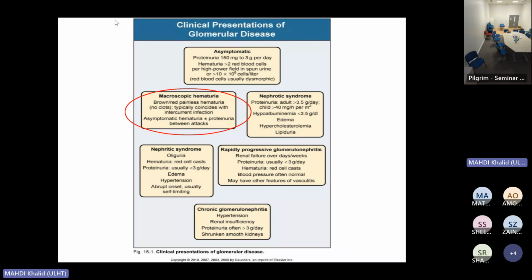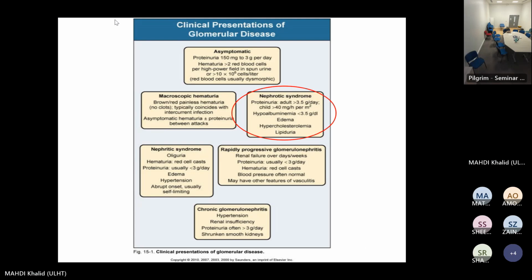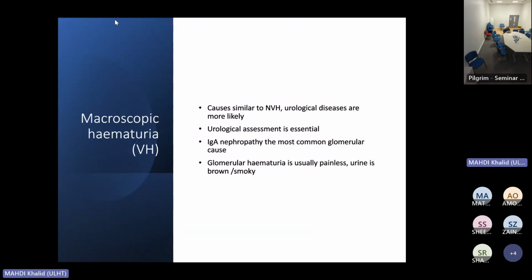So we move on to the next group, which is macroscopic hematuria, and I think it's simpler and more straightforward. This particular group is more likely to be urological, more about malignancies. But it could also be GN, and the one that classically causes this particular feature is IgA nephropathy. So they may present with visible hematuria, and it's slightly different: it's more of a painless, smoky urine rather than bright red.